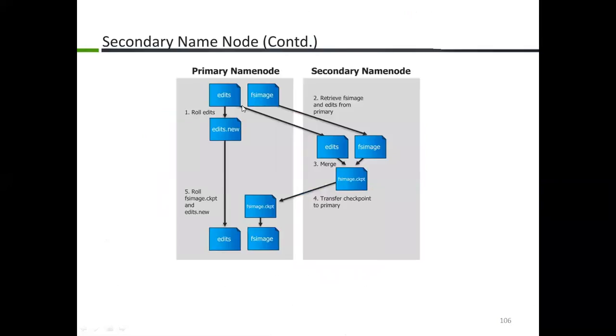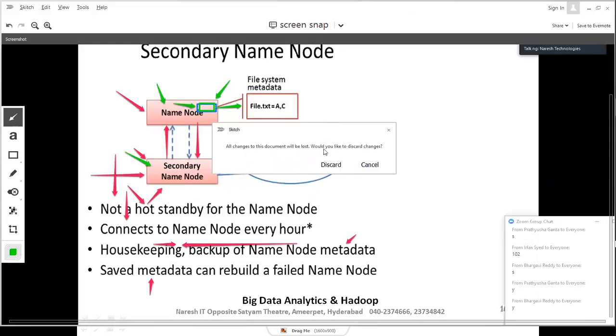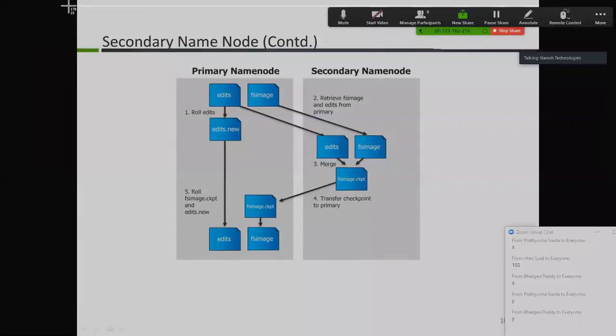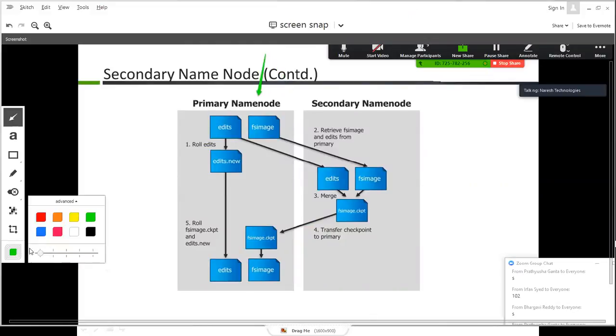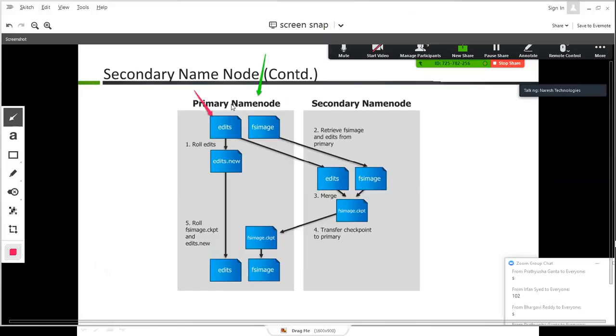But let's dig a little bit deeper and try to understand what is happening here. Here is what is going on, guys. There's the primary name node and there is a secondary name node. Let's come here, choose that one. In the primary name node, there are a couple of files. One is called edits log file and another one is called fsimage. Let's try to understand what these things are.